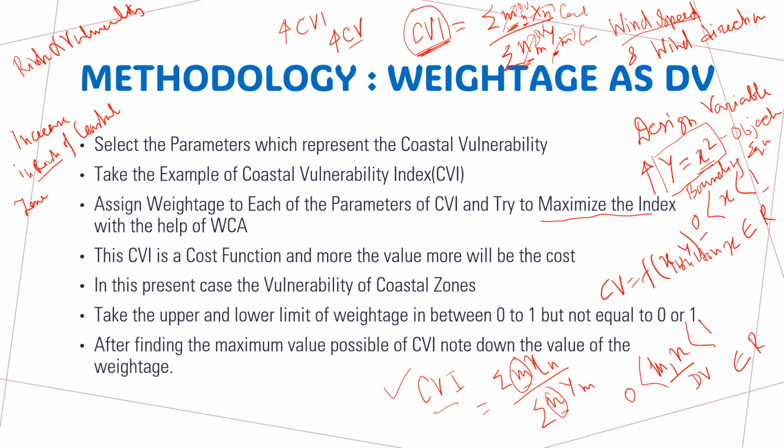Okay, so this step finishes like this. After this step, what happens? We know the weightage of significance for each of the parameters which are responsible to increase or decrease coastal vulnerability. Okay, but now you can ask how we are getting the value of X's and value of Y's. So these values of X's and Y's can be collected for a single coastal zone, or you can use multiple coastal zones.